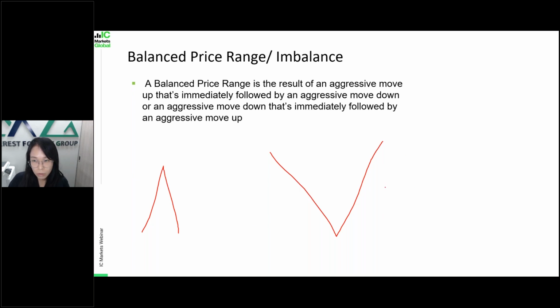So what you want to look for is after the balanced price range happens, it will be somewhere around here, somewhere around here, before the continuation of the trend. This can also signal the beginning of a market structure shift, and price can often retest and reject from this area.